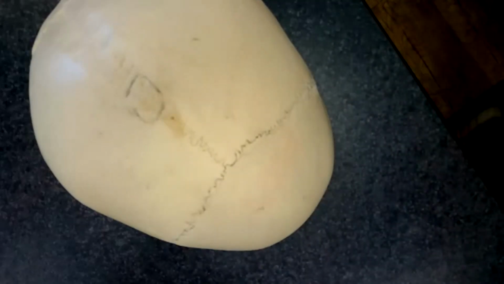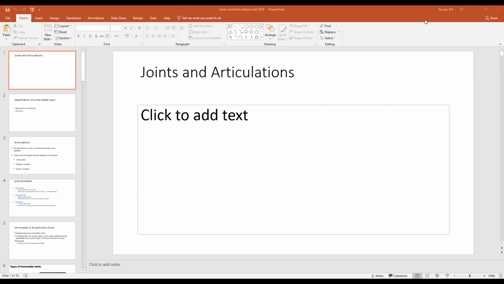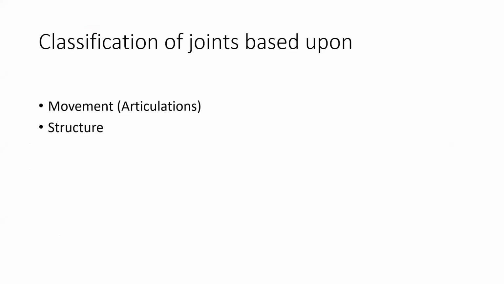So, joints and articulations. Anytime we have bones that come together, we have an articulation. When two bones come together, the movement may be minimal to non-existent, or it can be freely movable. You'll get to see that in a few minutes anyway.